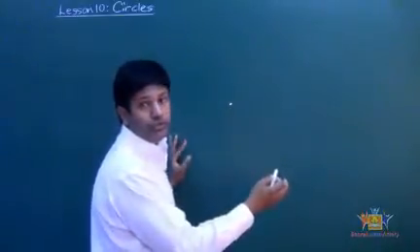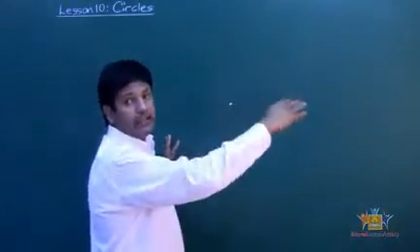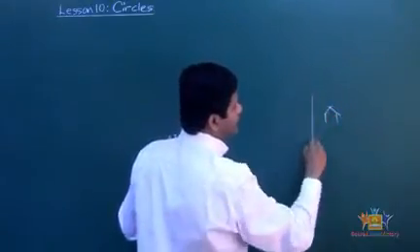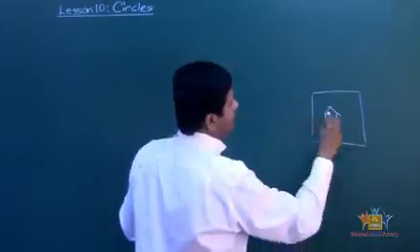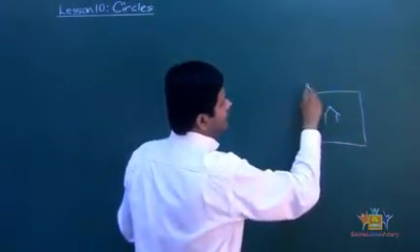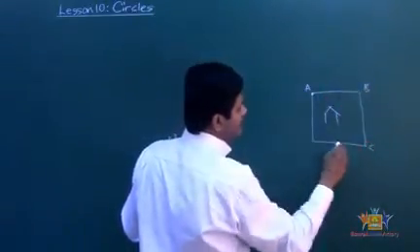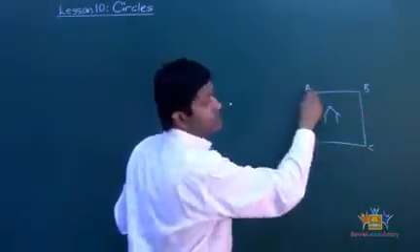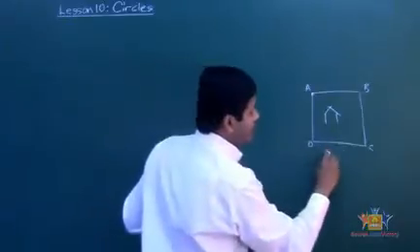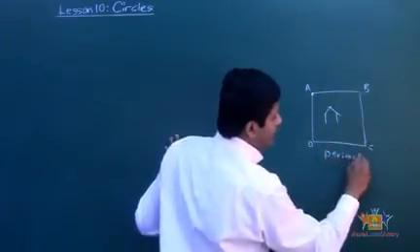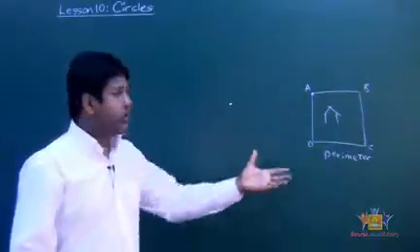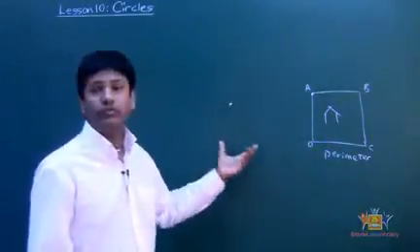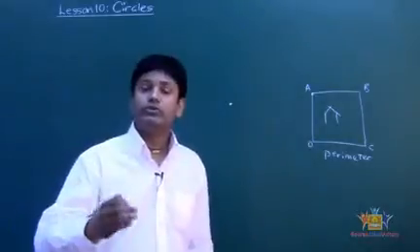Perimeter is what you use to find the length surrounding, kind of like fencing a house. Let's say you have a house and we want to fence around it. We start from point A to B to C to D and back to A. That's called the perimeter. You use perimeter for shapes with straight lines. For a circle, you use circumference. You don't use the word perimeter.